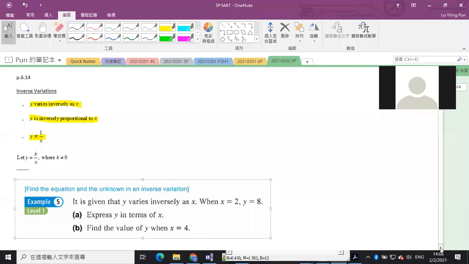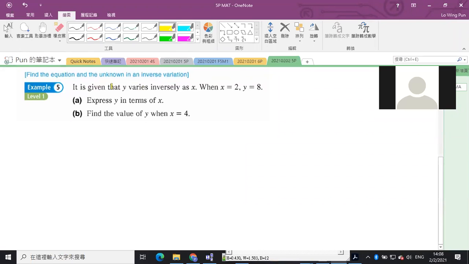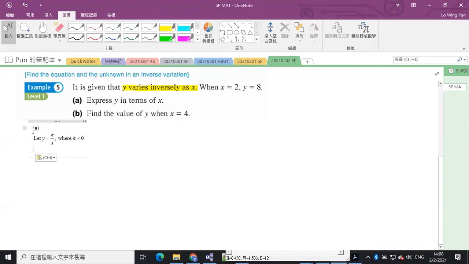It's given that y varies inversely as x. Can you see the keyword, key sentence? Please highlight this key sentence: y varies inversely as x. When you see this sentence, you do the first step. You will let y, the subject, be equal to, this time it is inversely, so it should be a fraction, inversely as x, so it should be k over x, where k is not equal to 0. So this is the first step.